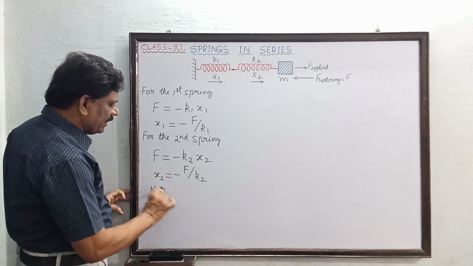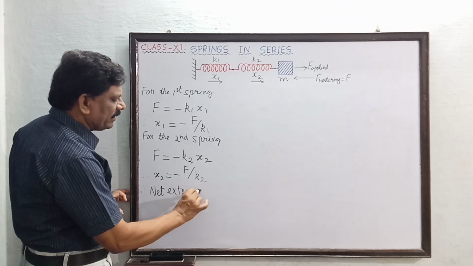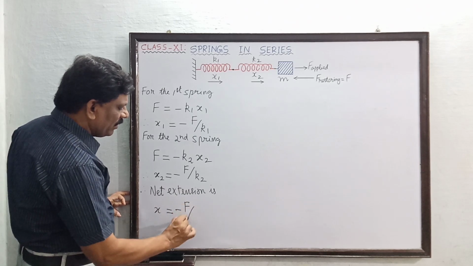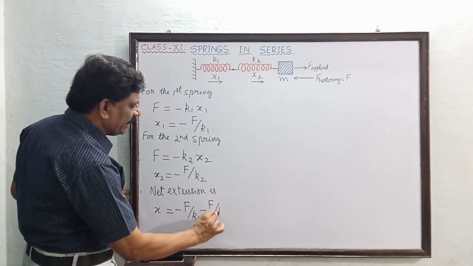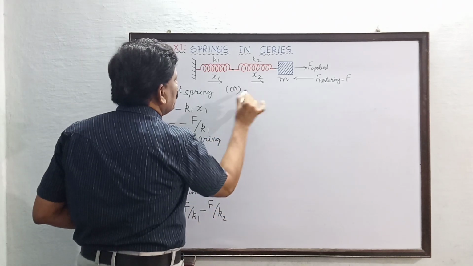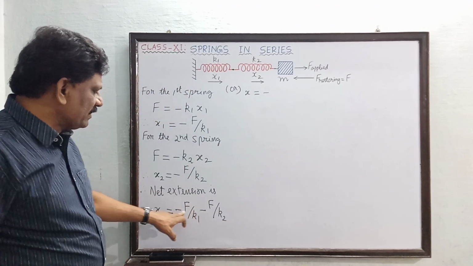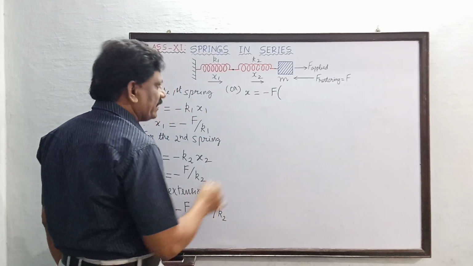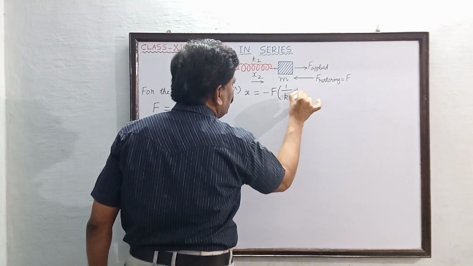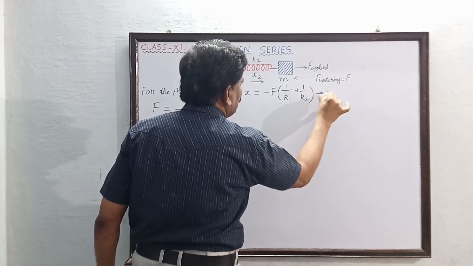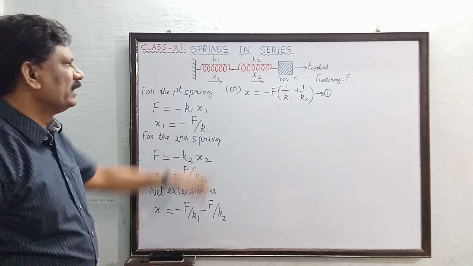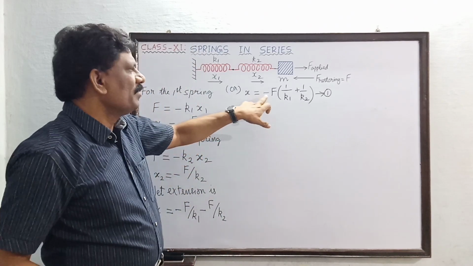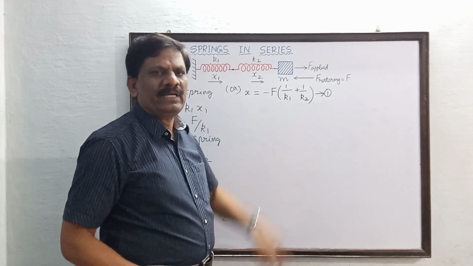Therefore, what is the net extension produced? The net extension produced is x is equal to minus F by K1 minus F by K2, or x is equal to minus of F, which is common in both terms. So I will take minus F into 1 by K1 plus 1 by K2. This is the required equation number 1. So the net extension produced in the combination of the two springs is x is equal to minus F times 1 by K1 plus 1 by K2.